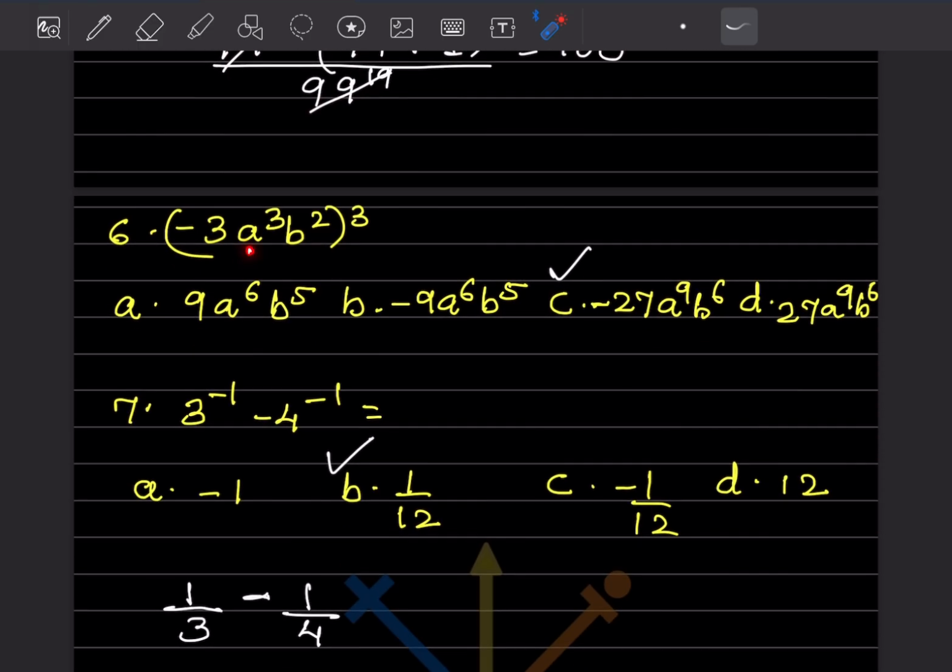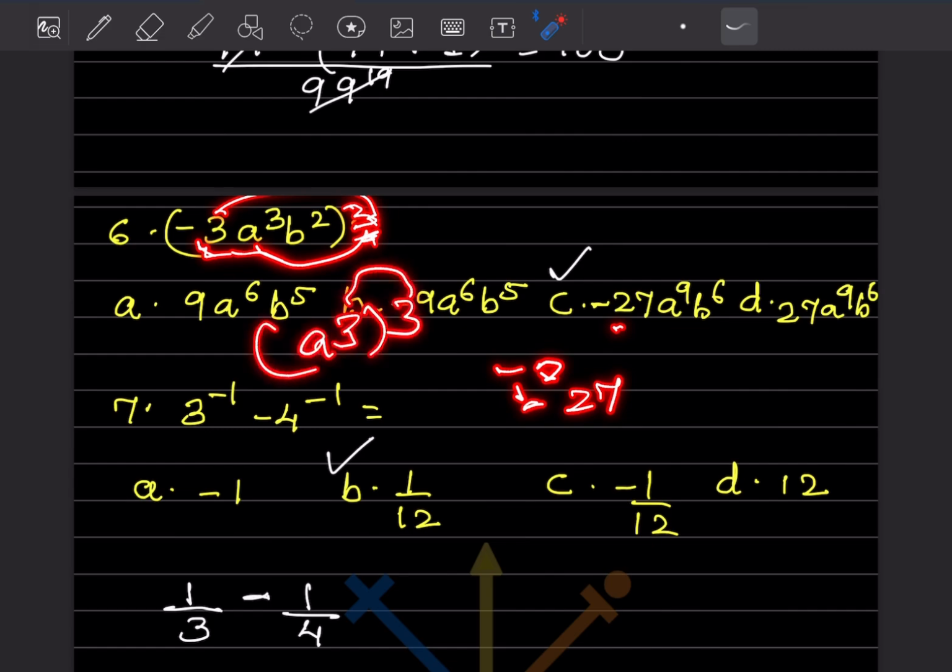Now for this one, what we can do, this is an odd number. So (-3) raised to 3 means -3 into -3 into -3. 3 threes are 9, 9 threes are 27. Now this is an odd number, so that is going to be minus. So this part is done. That will be -27. Now we will go for a. a raised to 3 raised to 3, you are going to multiply the exponents. So that will be a raised to 9. Now we'll go for b. 2 into 3, that is going to be b raised to 6. So this is the correct option.